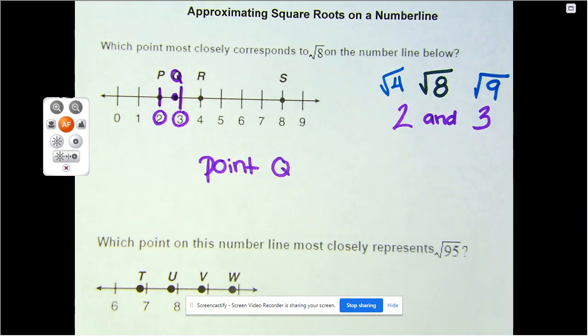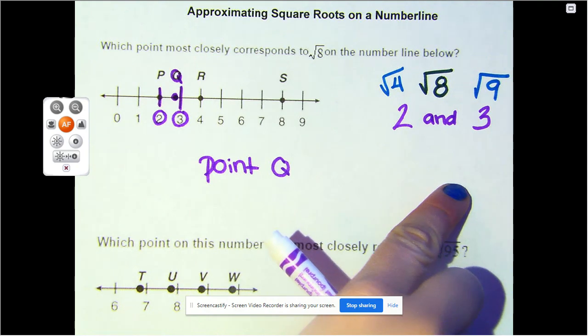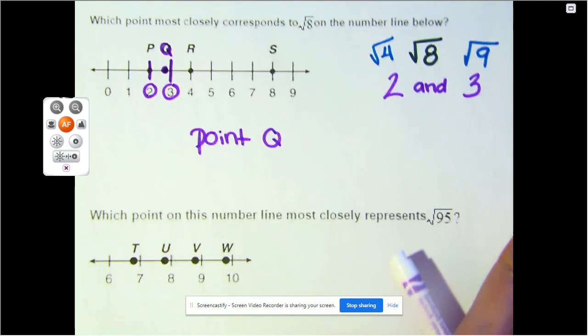So you are just locating the points that are between the two numbers that you listed off to the side. Okay?